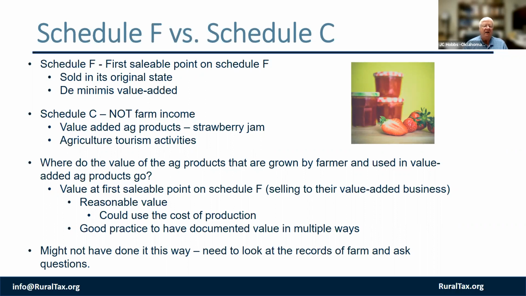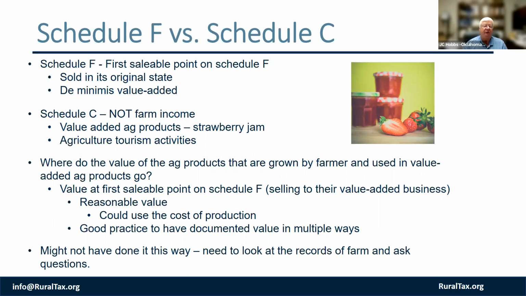So where do those go? Again, first sellable point is on the F. Reasonable values if there are things that go from F to a C. Let's go through that. Let's say we're raising strawberries. We sell some strawberries on the farm, but we also take some of those strawberries, turn them into jam, and sell them by a different method. So we have value added. The strawberries that we take from our farm, from the Schedule F, and move to a Schedule C, we report as income on the F, and it's an expense on Schedule C.